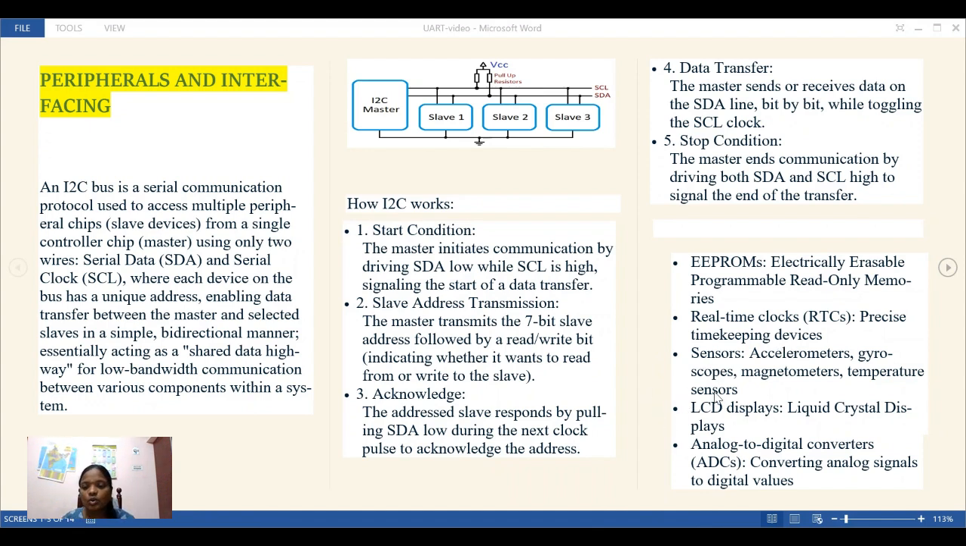Next one is LCD, which we know is liquid crystal display. And the last one is the ADC, that is analog to digital converter. It converts analog signals to digital signals.